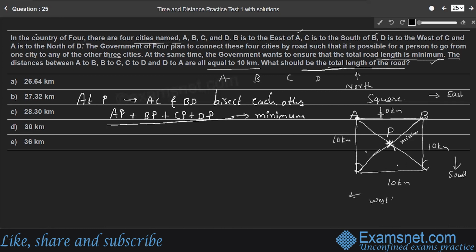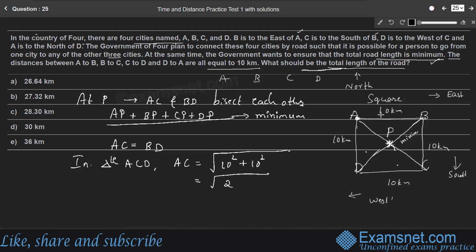For that, we'll consider the whole diagonals AC and BD. Since in a square the two diagonals are equal, AC is equal to BD. So we'll consider the triangle. In triangle ACD, AC is equal to, by Pythagoras theorem, the square root of the sum of the squares of the other two sides. So 10 squared plus 10 squared, root of 100 plus 100 is 200, or you can write it as 10 root 2 kilometers, is the length of AC, right?